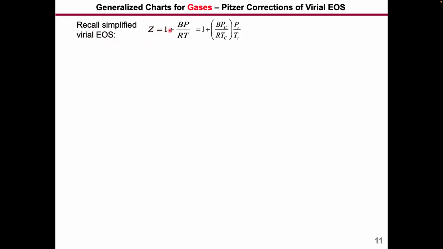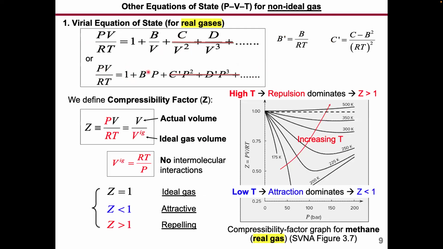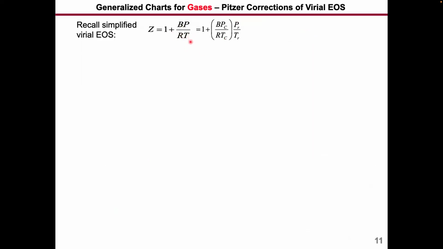is equal to 1 plus BP divided by RT. So now this equation is coming from here, right? But we are ignoring the higher terms. We just plug in BP divided by RT. So that's how you get this equation, okay?